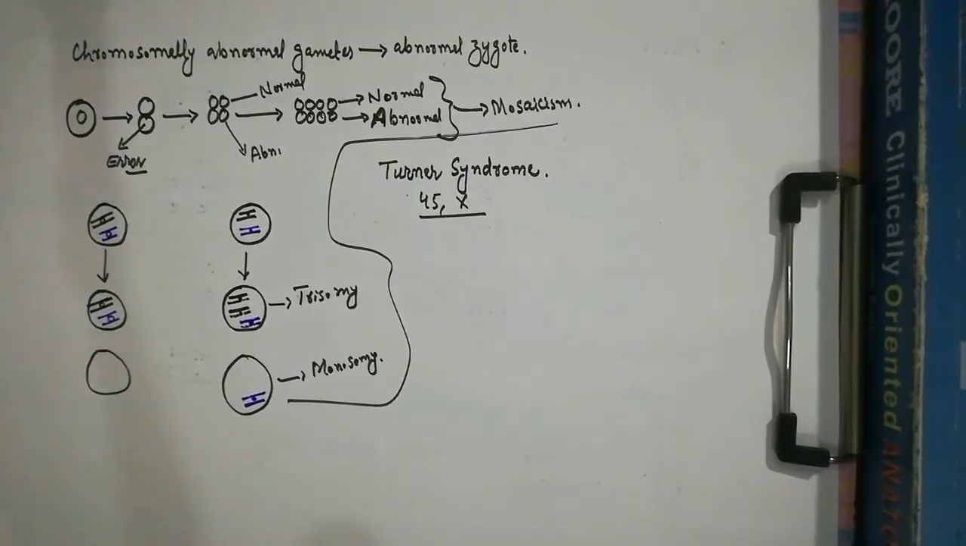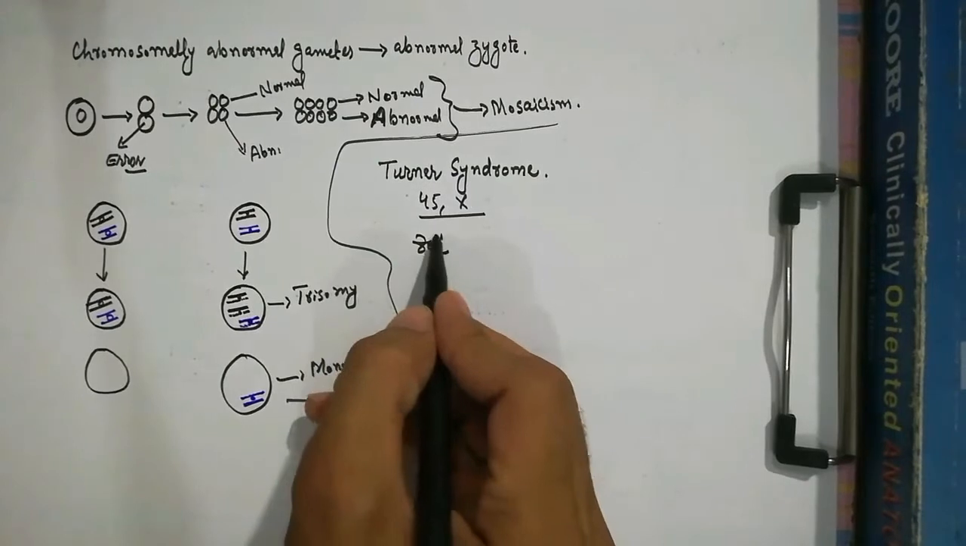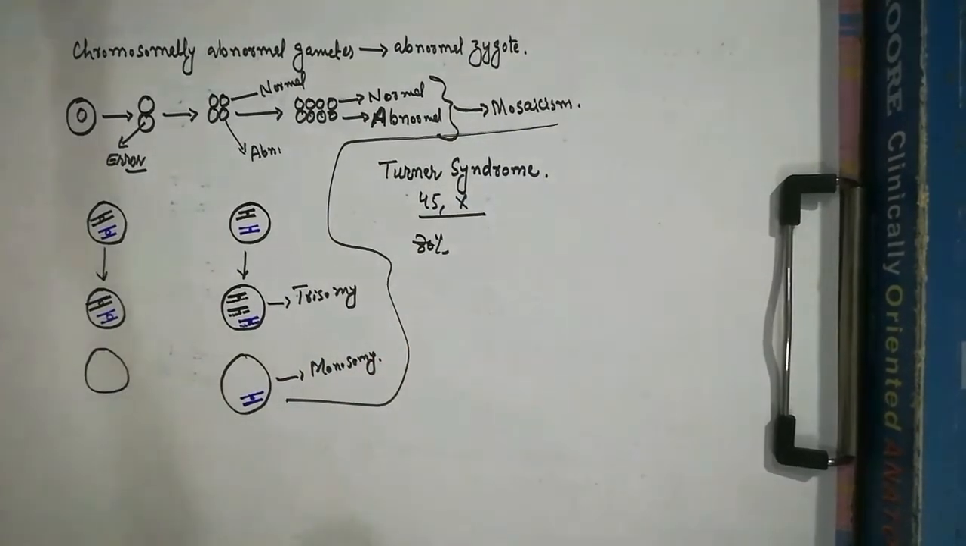80% of cases of Turner syndrome occur due to non-disjunction in male gametes. This means most cases of Turner syndrome arise when an abnormal sperm fertilizes a normal oocyte.